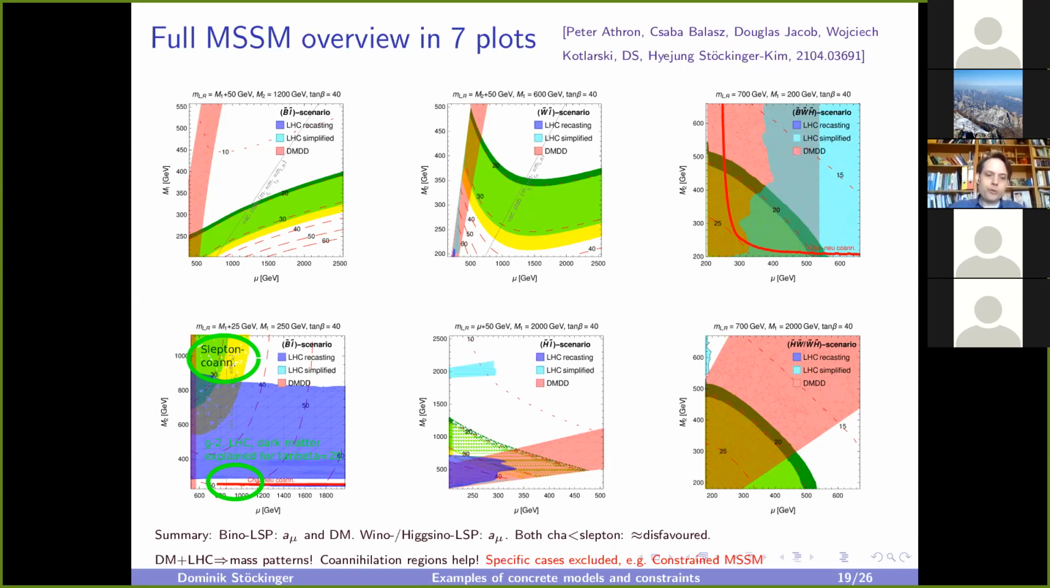But in all cases, we are led to specific mass patterns between the SUSY particles, which are now interesting and can give us clues on model building, on SUSY breaking scenarios, for example. The co-annihilation definitely helps. So once you explain dark matter using co-annihilation, you automatically have an easier task to evade LHC limits and can then also explain g-2.